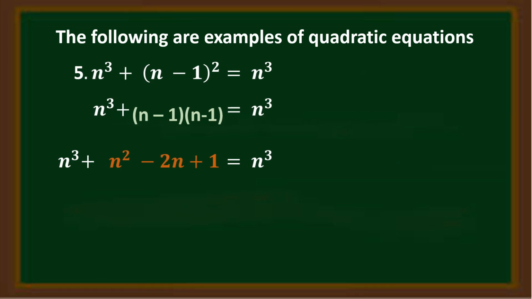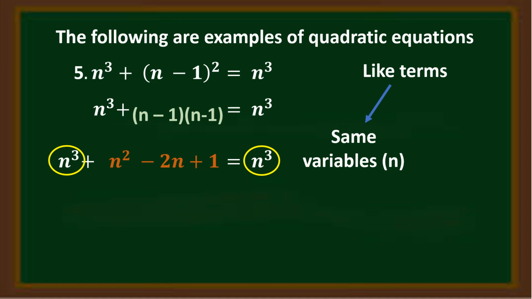We can see in here n cubed. These are like terms. Like terms are terms with the same variables. In here we have variable n. Like terms are terms with the same exponents. The exponent in here is 3. Like terms can be added or subtracted.